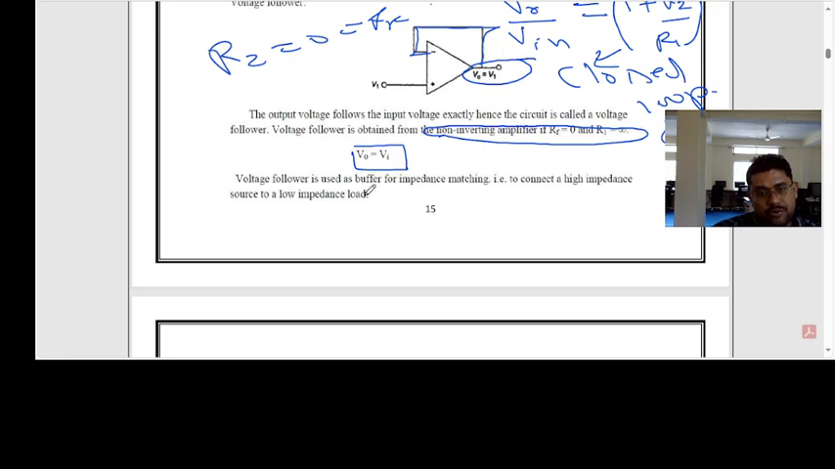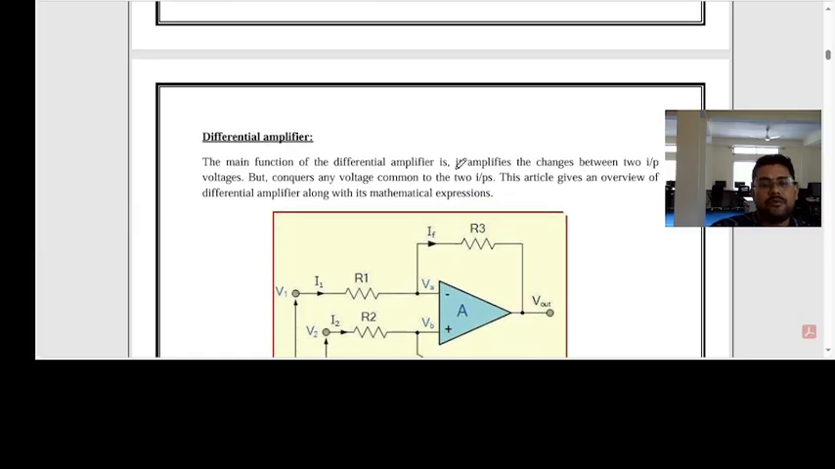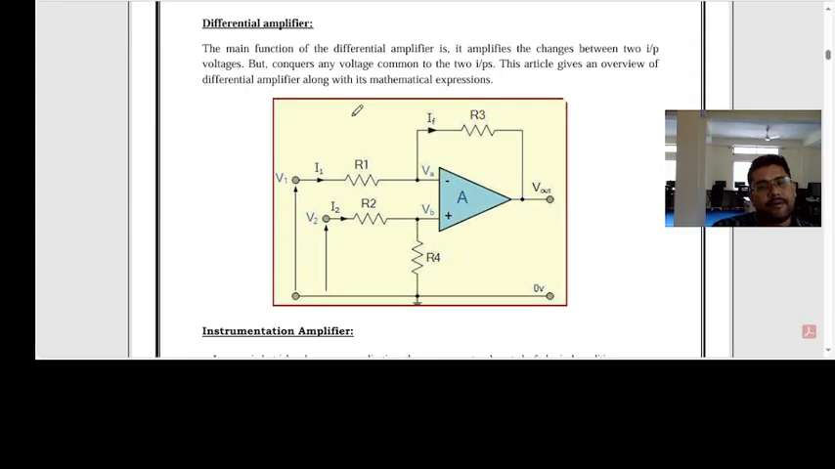The voltage follower is used as a buffer for impedance matching. Sometimes we need to match the impedance. We don't want to change the input and output. Whatever input we have applied should appear at the output. So this circuit is sometimes used to do impedance matching, connecting a high impedance source to a low impedance load. That's an application. Next we will discuss the differential amplifiers.